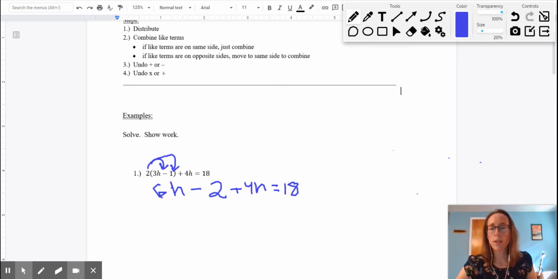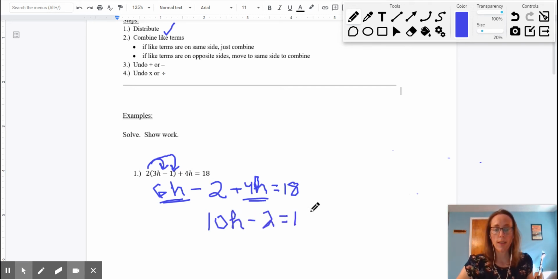Now that we're done distributing, we can look to combine like terms. In this case, the like terms are on the same side. What I mean by same side is of the equal sign. So for that equal sign, the h is here to the left and the other h is here to the left. There are no h's on the right-hand side of this equation. There are no h's over here. So in that case, you just combine them like regular old like terms. So you have a 6h and a 4h, so that makes 10h. I still have -2. And that left-hand side is equal to 18.